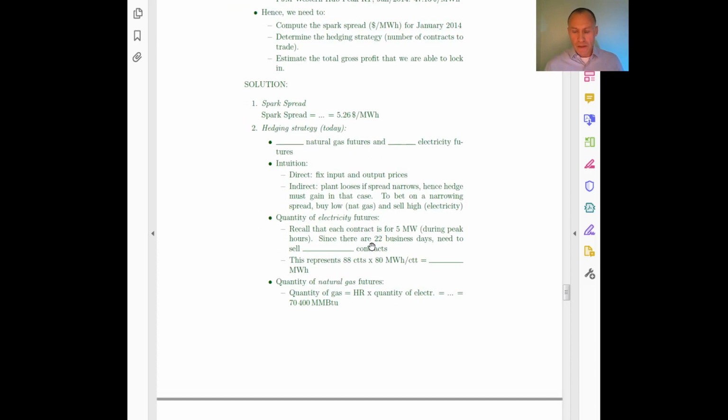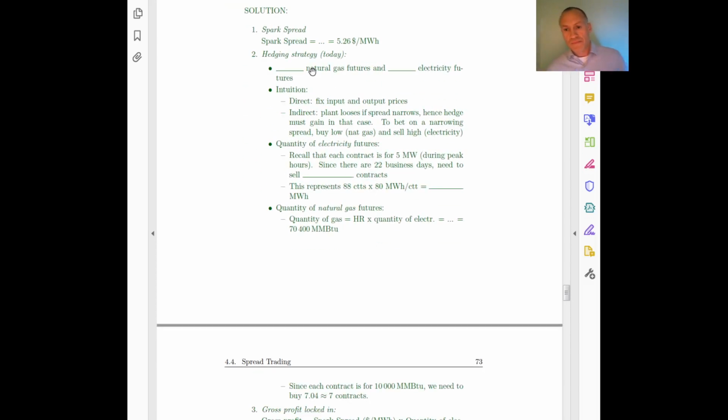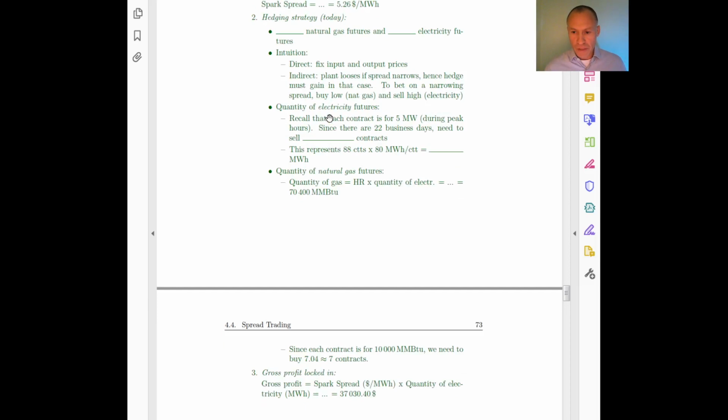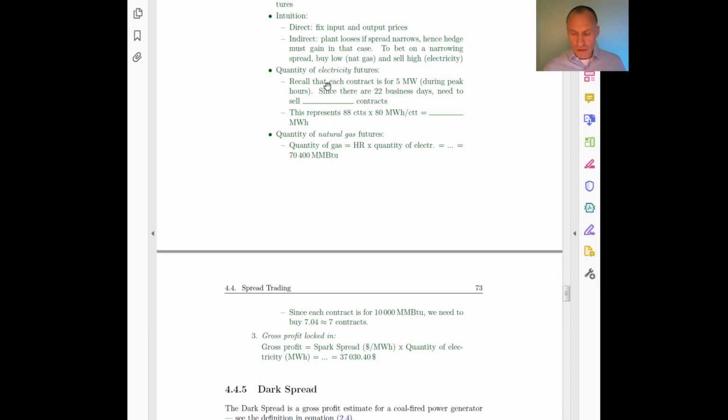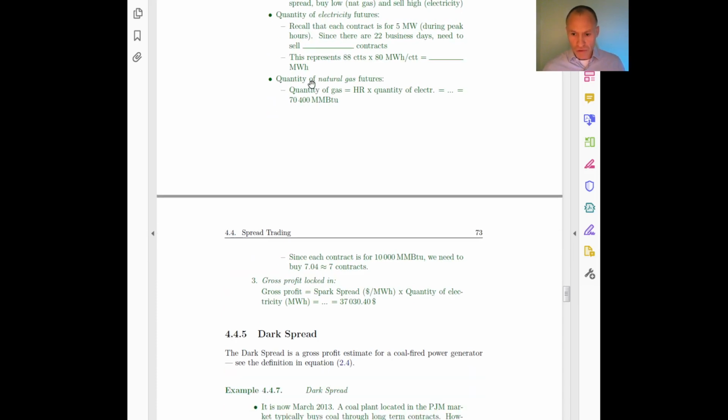Okay. So what is the hedging strategy? Again, think about what you should do here for a second. There are again two ways to get there: either a very straightforward intuition where you need to fix the input price, so you need to buy natural gas, and you need to fix the output price, so you need to sell electricity futures. Okay, or this alternative indirect intuition, which links this to spread trading. Okay, and then make sure you get this. You're able to do these calculations of determining the quantity of electricity futures, natural gas futures, and the total profit that you lock in.